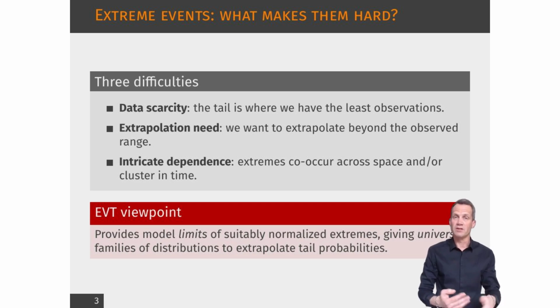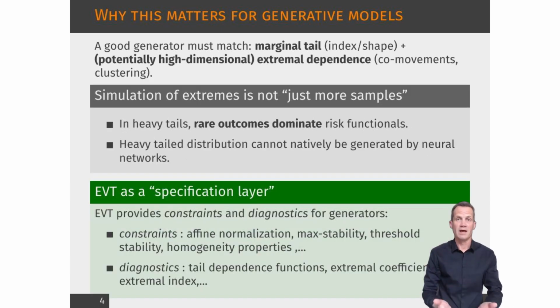The third difficulty is dependence. Extremes are rarely isolated. They may co-occur across space, as in climate events, or cluster in time, as in financial crises or heat waves. Therefore, we need tools that describe not only marginal tails, but also extremal dependence. The extreme value viewpoint is to use limiting models for suitably normalized extremes. These limits lead to universal families of distributions, which can then be used to extrapolate tail probabilities in a principled way.